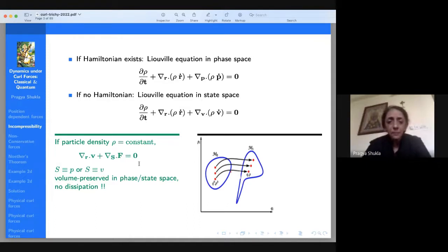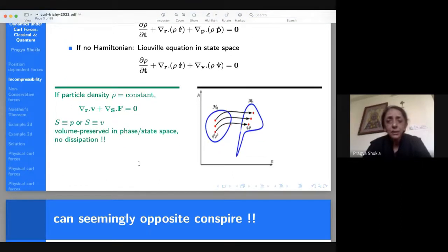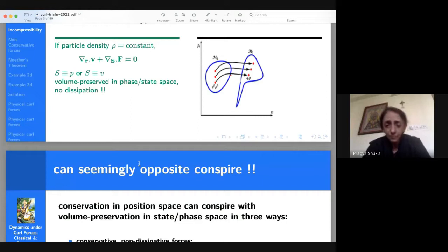So now let me sum up what I have told you so far. This seems to suggest there are various possibilities. One condition we have in the dynamics is what is happening in the position space, and the other is what is happening in the phase space or state space. And the combination of the two can lead to various possibilities.